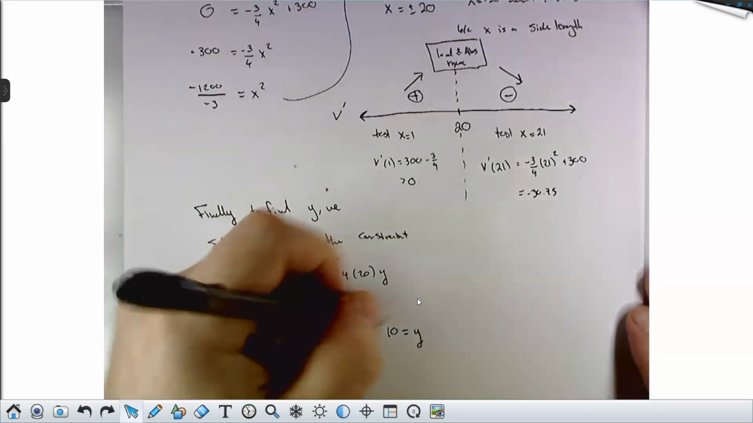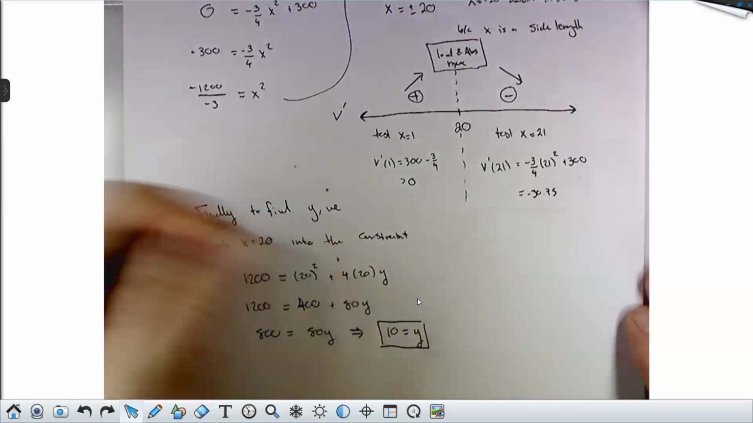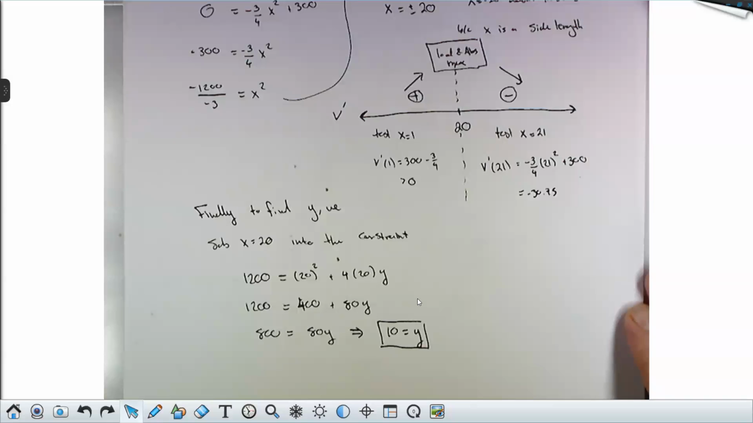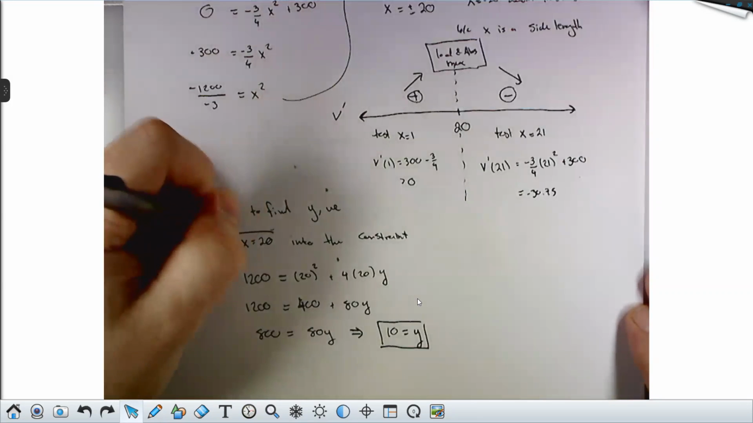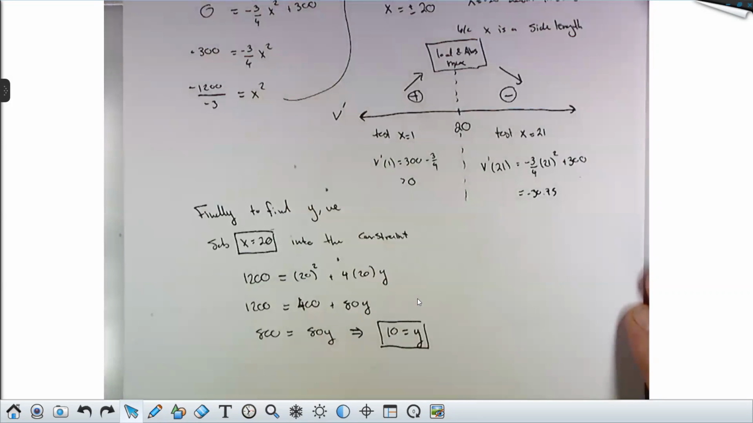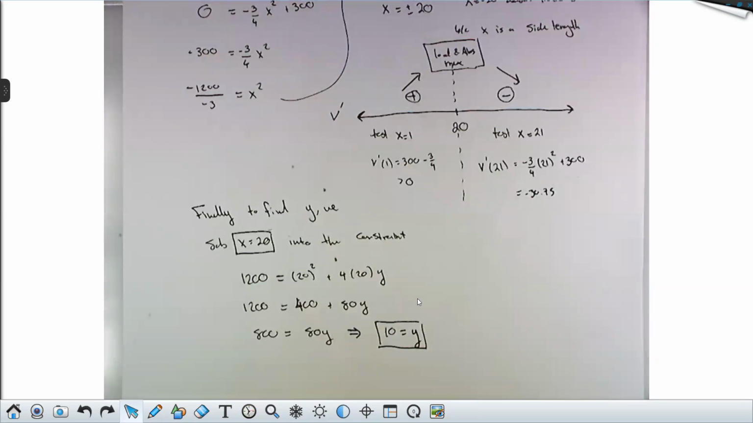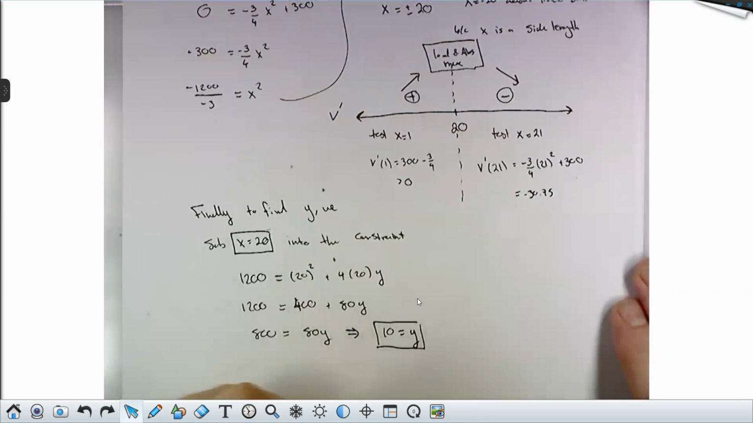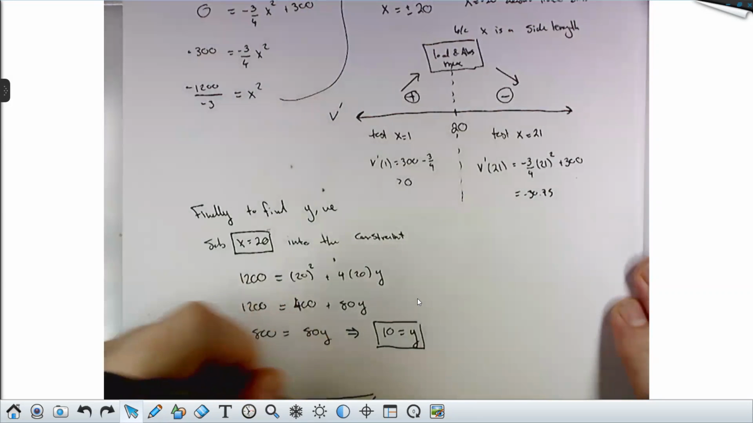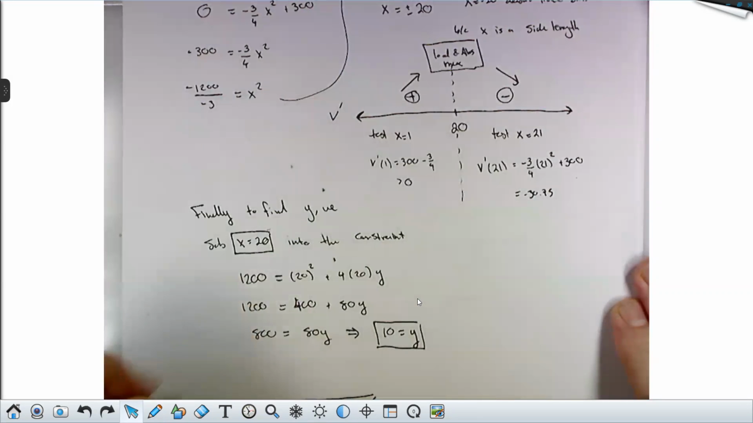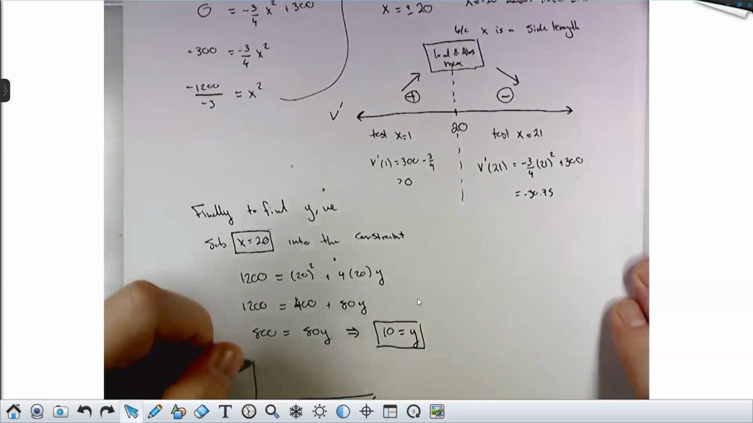So the dimensions that maximize this box are a square base of side length 20, X equals 20 is our x value, and a height of 10. So the box would be a little bit bigger on the base than it is tall. It's going to be kind of fat and short. This would be 20 by 20. And then our height here would be half of that.